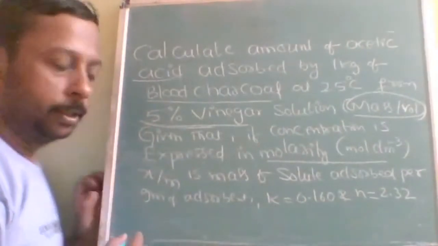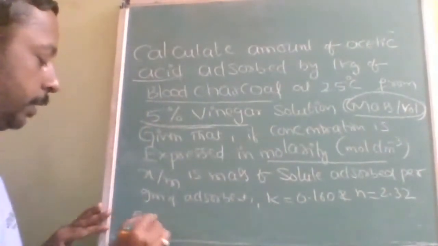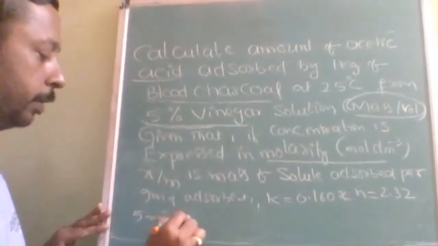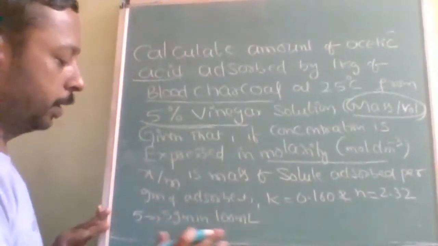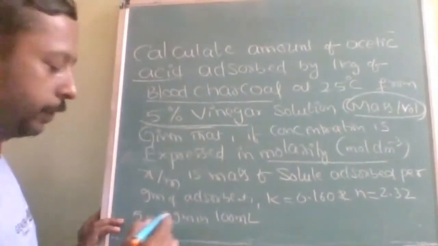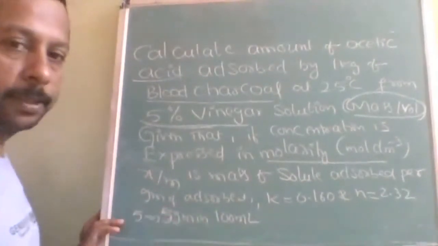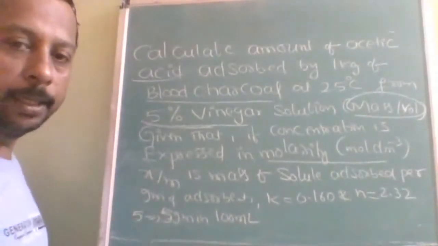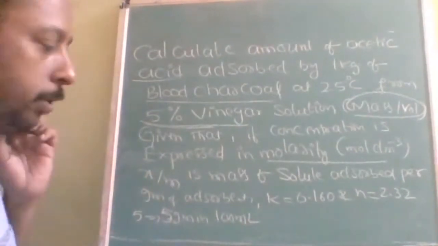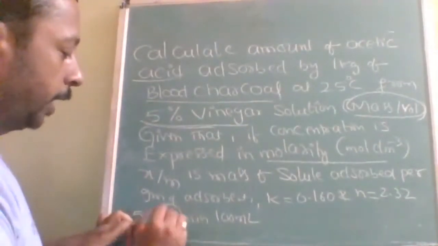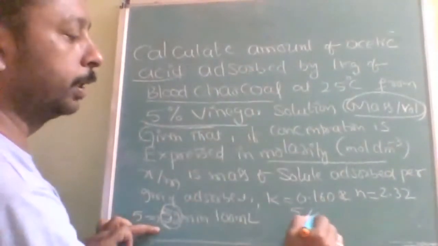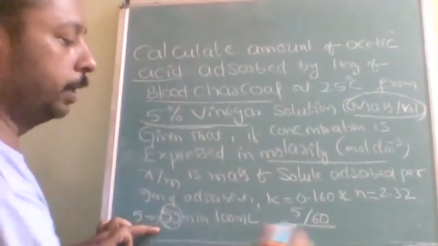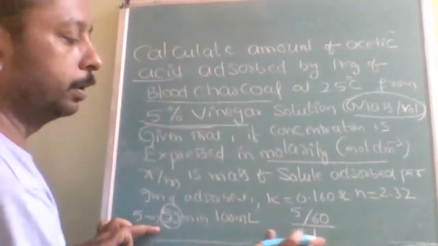So what you will do? 5% in the sense 5 gram in 100 ml. What does it mean? 5% means 5 gram per 100 ml. Is this understood? So for converting gram into moles, 5 divided by the acetic acid molecular mass, 60, per liter. That means 0.1. Is this understood?